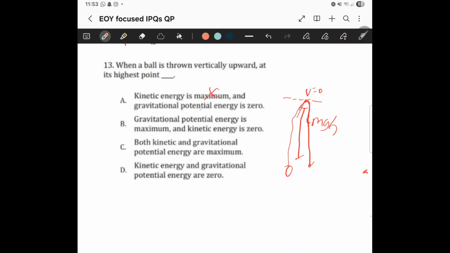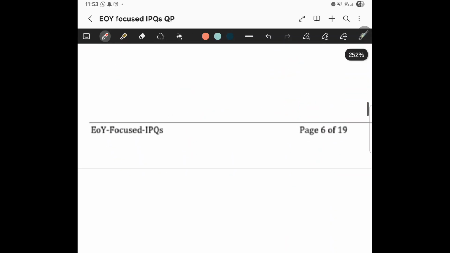Kinetic energy maximum, wrong. Potential energy maximum, yes, that's the highest point, so this is maximum. Kinetic energy is 0, correct. That is good. I like it. Both of them are maximum is wrong. Kinetic and gravitational both are 0, wrong, because gravitational is maximum.